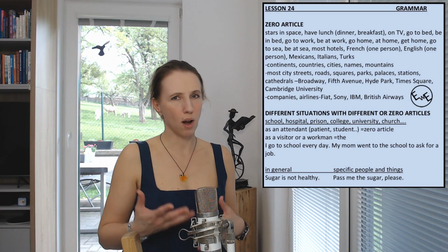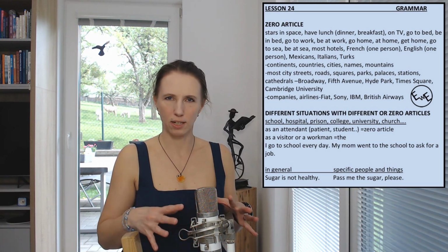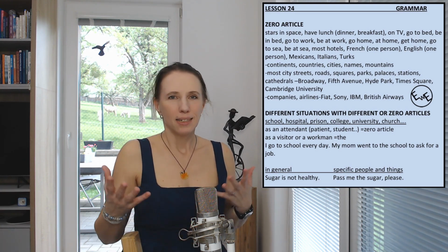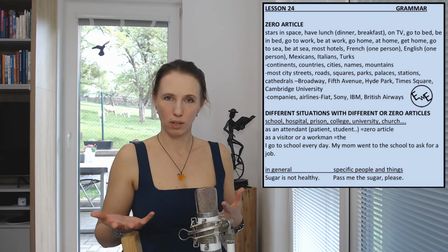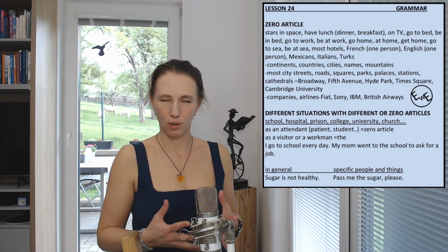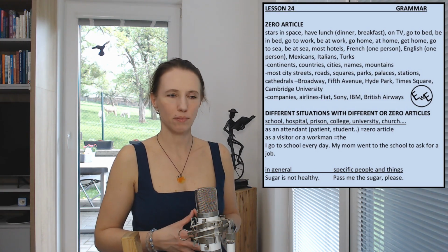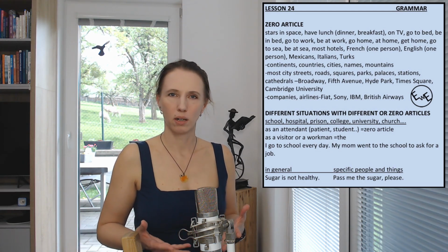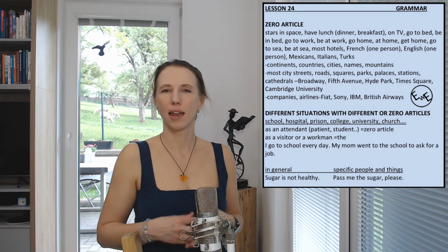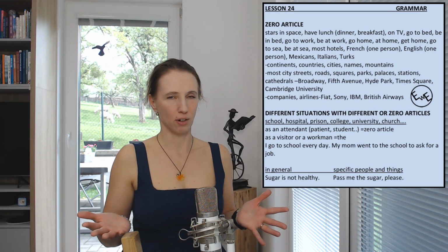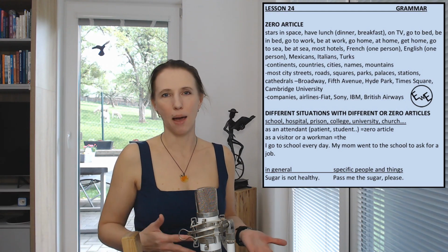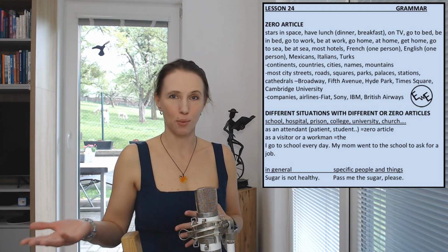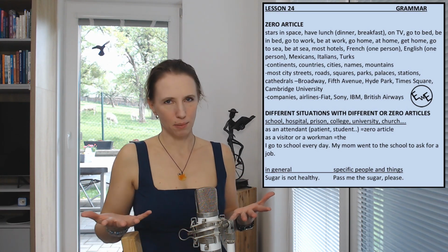Most streets, squares, parks, and other things in the city, they usually don't have an article, but it's hard. So generally not. With the name of the streets, you don't have an article. Broadway, Fifth Avenue, Hyde Park, Times Square. And most companies and airlines don't have an article, like Sony, IBM, British Airways. Sometimes the article is different in a different situation.